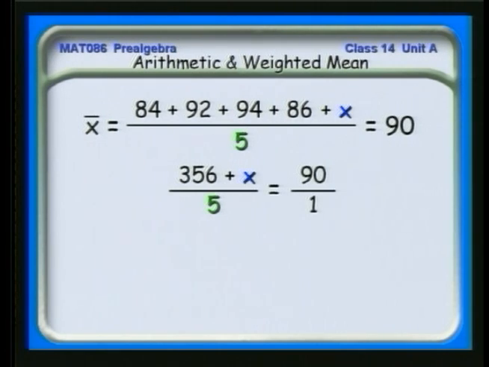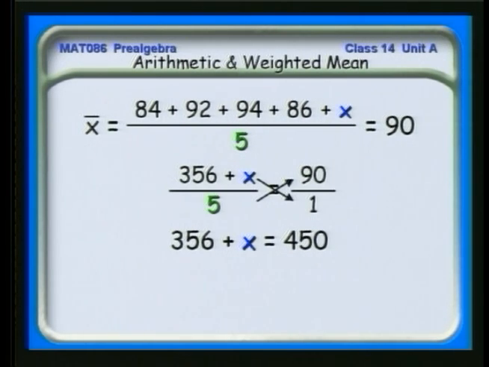I've seen this situation before, and I know that I can get rid of the fractions by cross-multiplying exactly the same way I did when I was dealing with proportions. When I do this, I come out with this equation. 356 plus X times 1 is 356 plus X. 5 times 90 is 450.